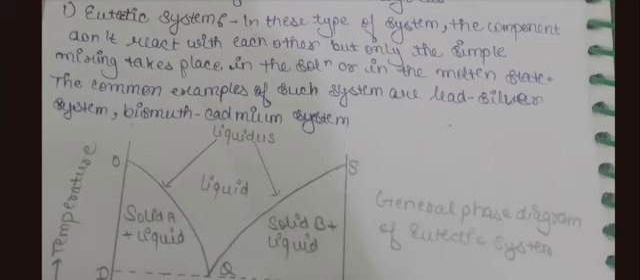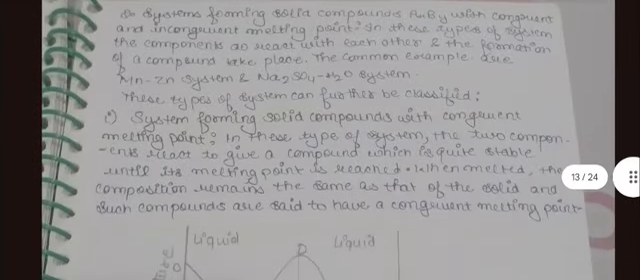The common examples of such systems are the lead-silver system and the bismuth-cadmium system. Systems forming a solid compound AxBy with congruent and incongruent melting point. In this type of system the components react with each other and the formation of a compound takes place. The common examples are the Mg-Zn system and the Na2SO4-H2O system.